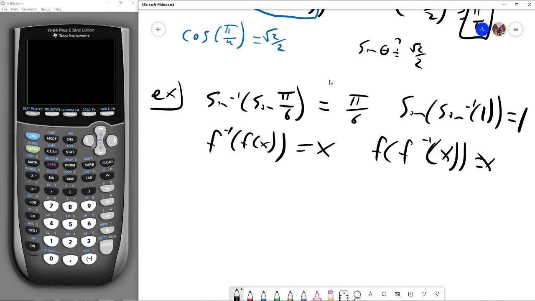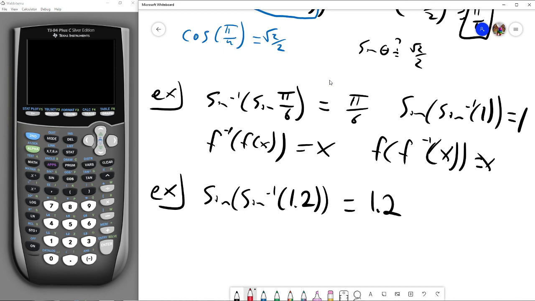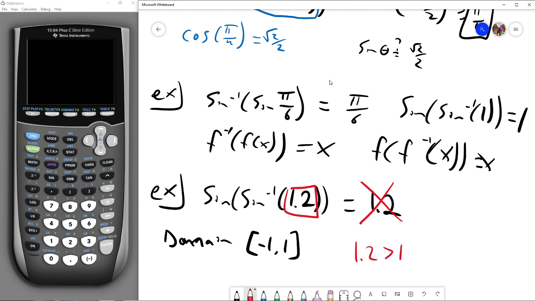So let's be the sneaky, tricky math instructor now. If I were to give you sine of arcsine of 1.2, for example, you might be tempted to say, well, that's equal to 1.2, and wrong. What's wrong with this is the fact that the domain of arcsine is from -1 to 1, and 1.2 is larger than 1. Since 1.2 is outside the domain, this is actually undefined. Boom, one way you might be tricked.